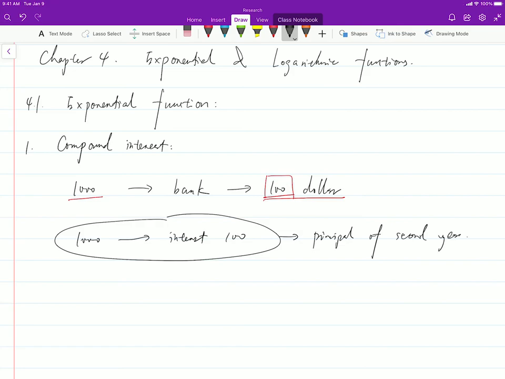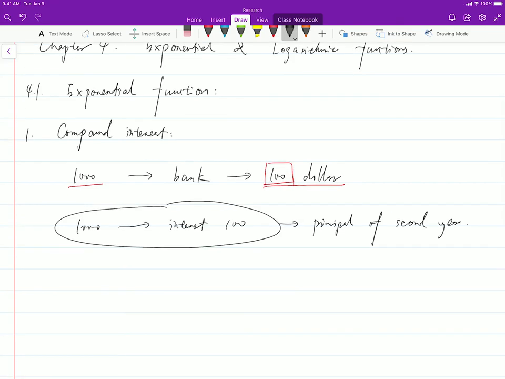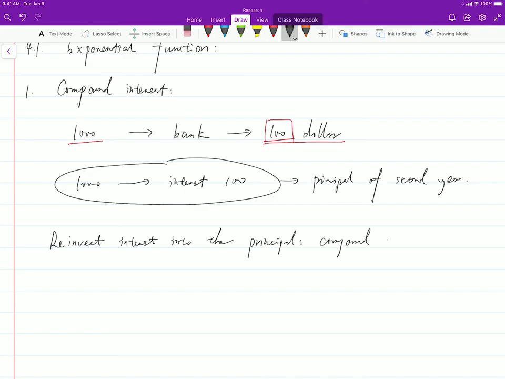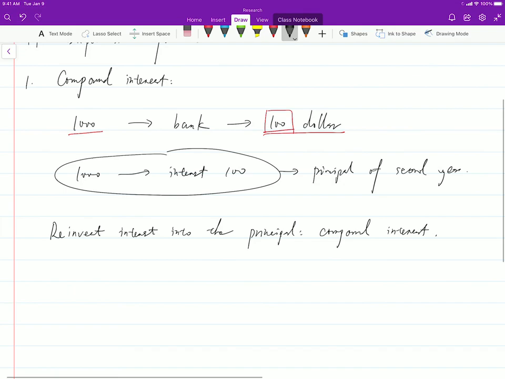So basically you keep the money in the bank for several years, say 5 or 10 years, but every year after you earn the interest, you reinvest your interest back into your principal. And that is the idea of reinvestment of interest into the principal. And that is called the idea of compound interest. Okay, it's very common. If you have some free money, just let it sit there for enough years. And you keep the principal there, you also don't take out the interest. So the interest ends up going into your principal for the next round.